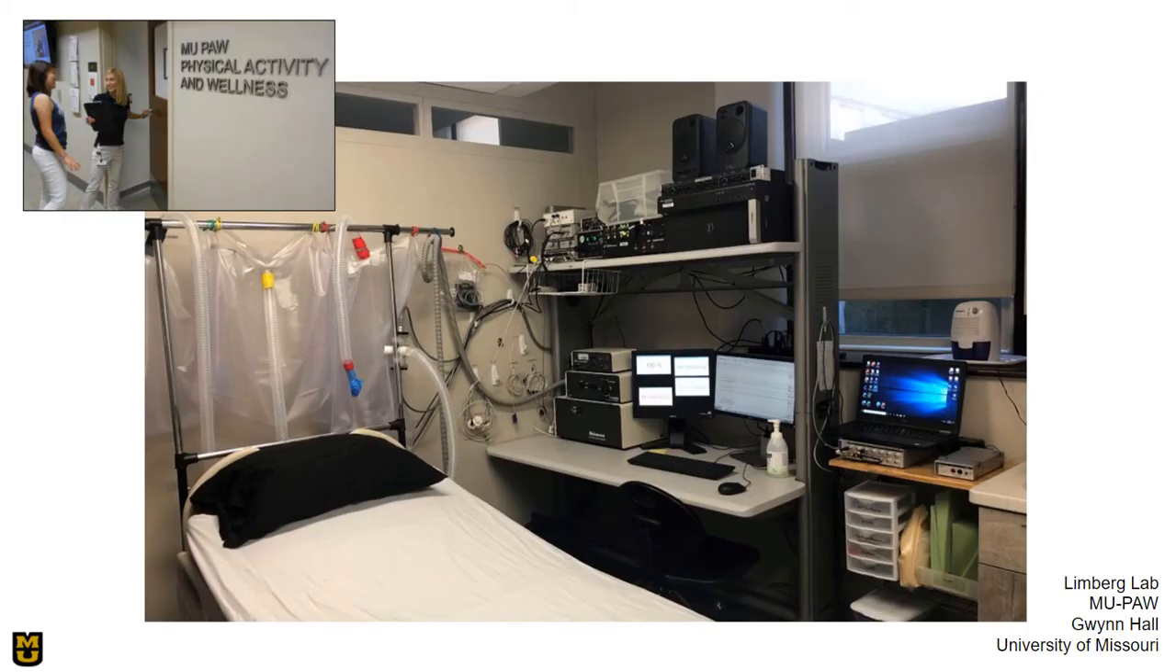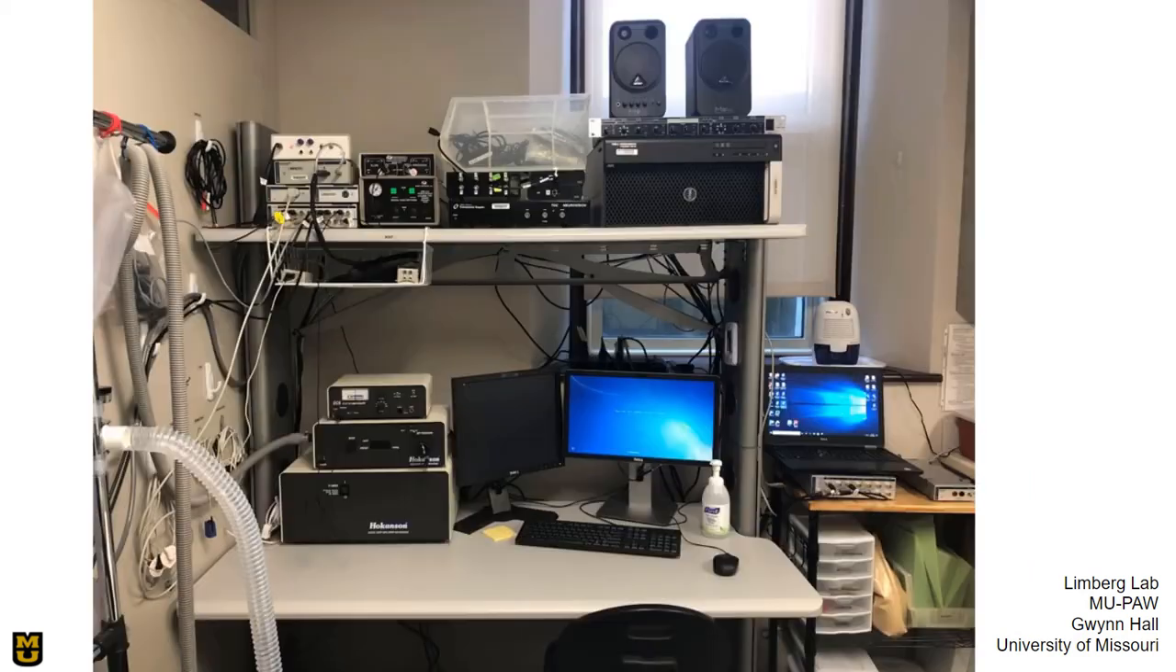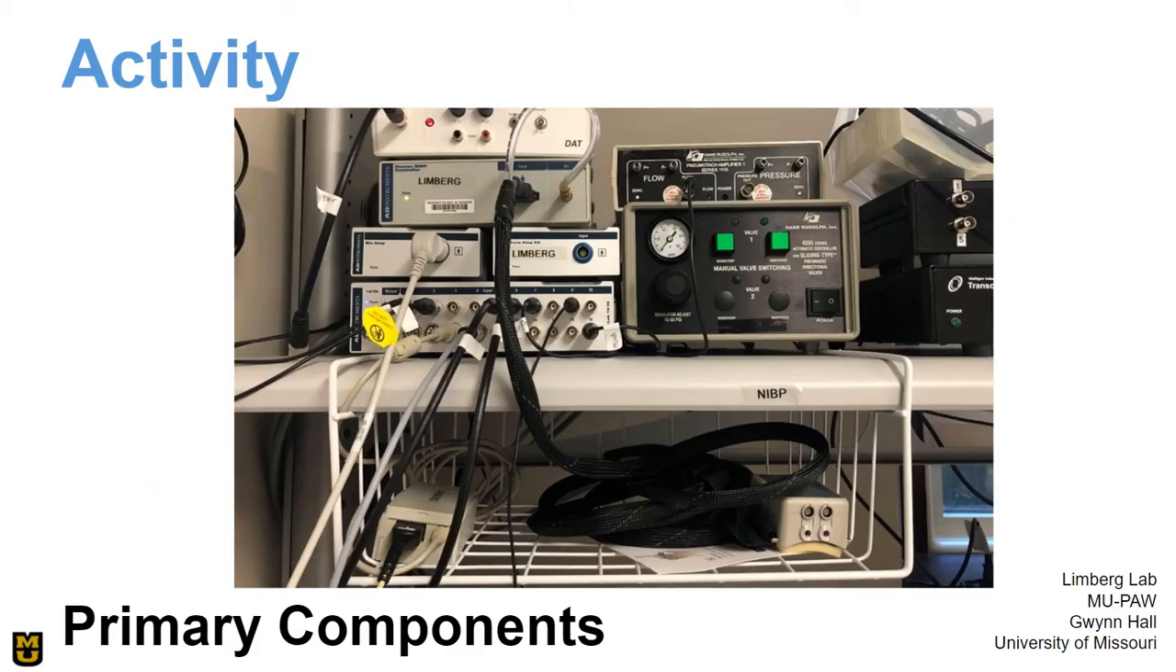All right, so we're ready to measure basal activity of the autonomic nervous system. So this is my lab. My lab's in the MU Physical Activity and Wellness Center at the University of Missouri. This is our space here. This is our command center, and I'm going to take you up here for a second.